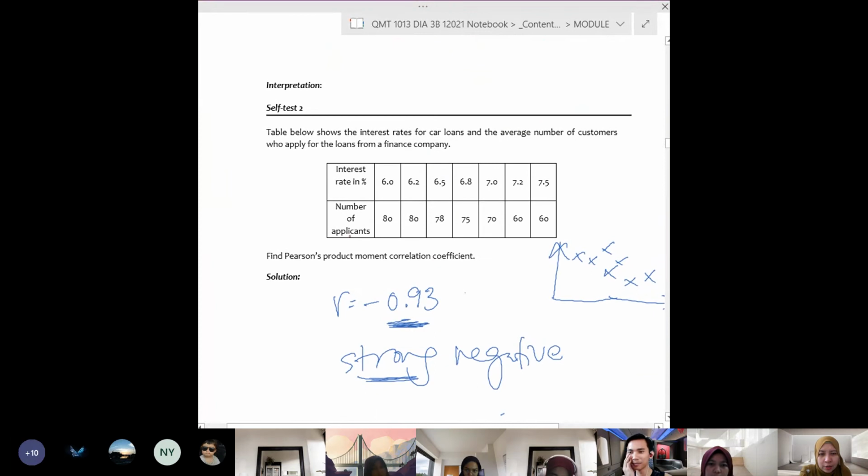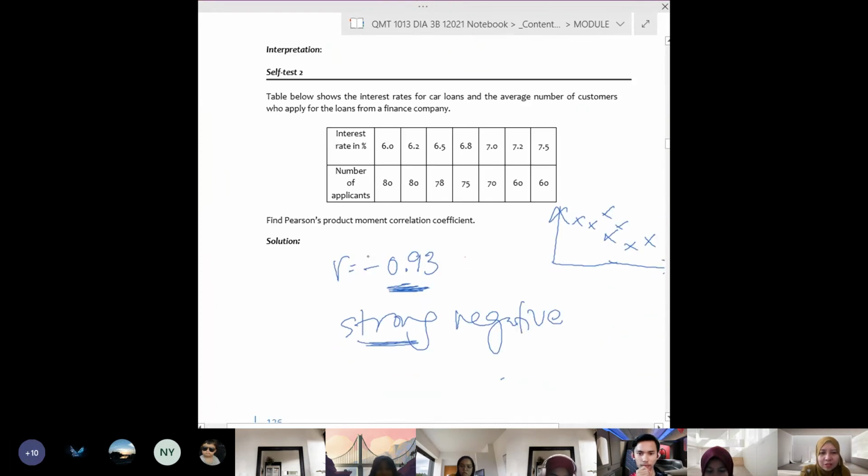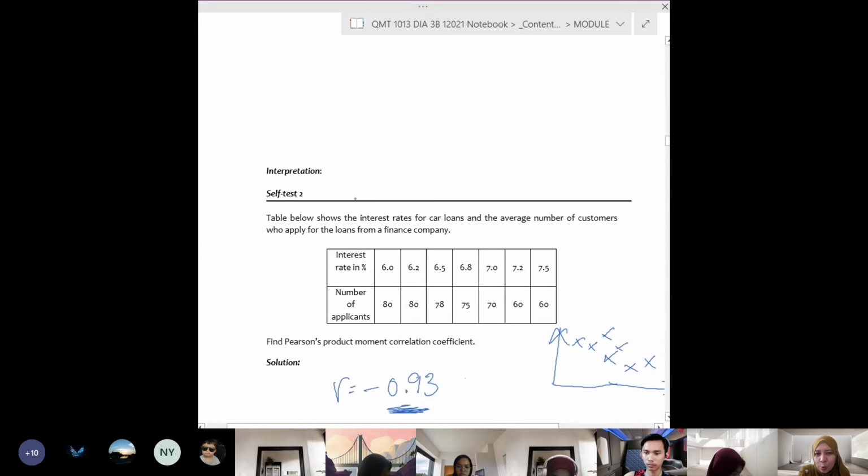So this one, self-test 2, I would like you to try on your own, and I'm hoping that you get the same value of R equals negative 0.93. Okay, and the relationship will be a strong negative relationship. You can check after you have done this self-test 2.